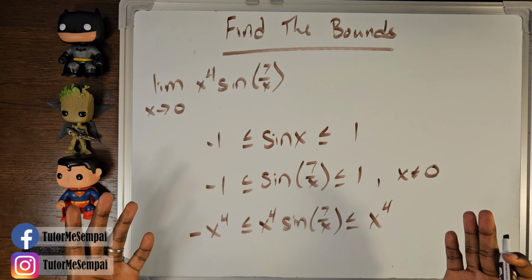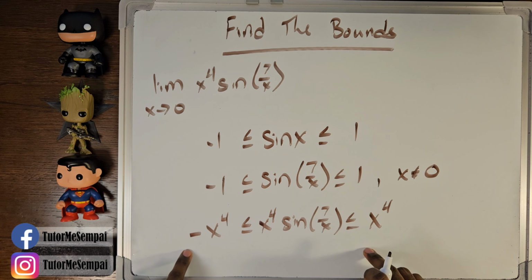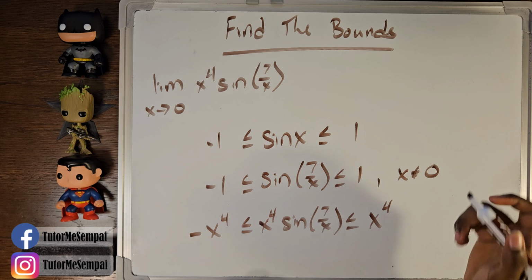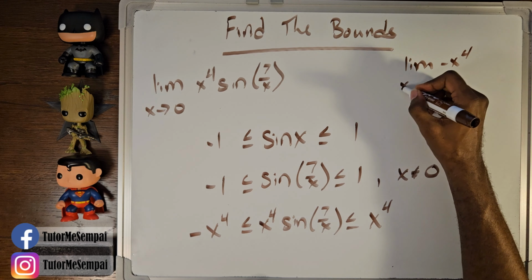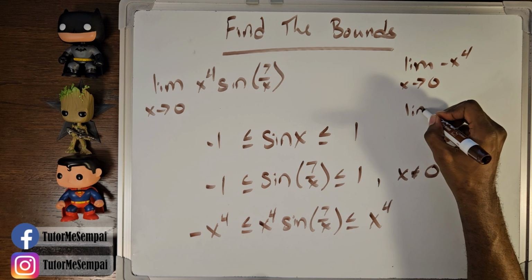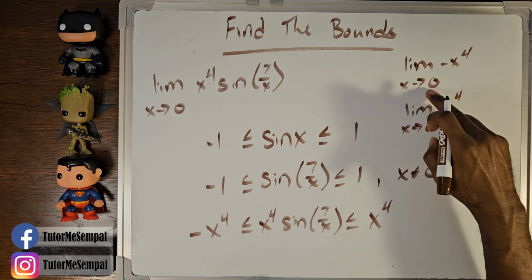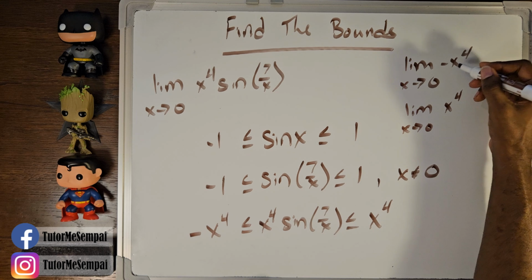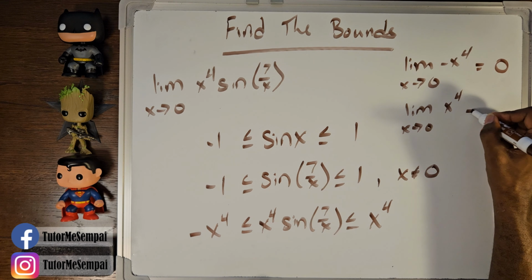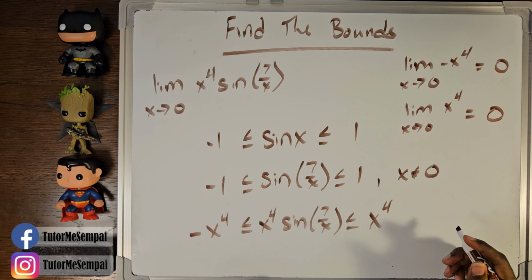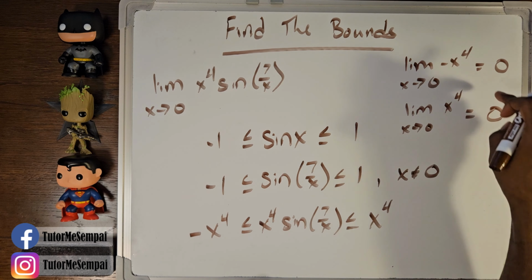In order to use our squeeze theorem, yes, it's important to have our bounds, but we should also figure out what the limits are for these bounds and make sure they're equal. So what's the limit of negative x to the fourth as x goes to 0? And what's the limit as x goes to 0 of positive x to the fourth? Well, if you're plugging in your 0, it doesn't matter if it's negative or raised to some power. This is going to be 0, and this also is going to be 0. So the limits for both of these are in fact equal, and they both equal 0.